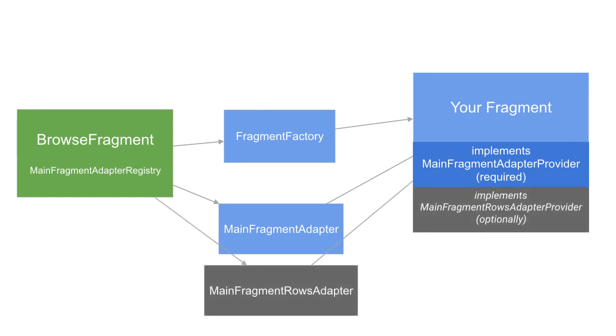This is a special case that is only used by rows fragment. This is used by browse fragment to communicate row-based events so that it can sync both the headers fragment and rows fragment. Now, rows fragment comes with the implementation for this adapter. We'll encourage you to take a look at the source code and see how that's implemented. Now, these are all different ways browse fragment can talk to your fragment. But what if your fragment wanted to talk to browse fragment? For that, we provide fragment host, which represents all possible actions that your fragment is allowed to take on browse fragment.